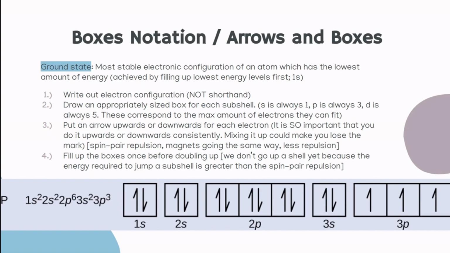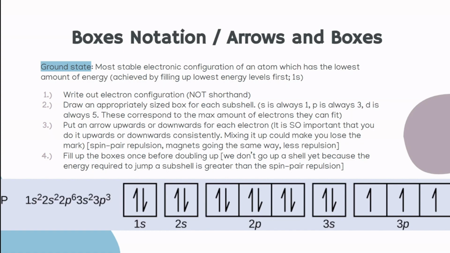So for example, I always put the arrows upwards first, because if you don't put the arrows consistently, for example, let's say at 3p at the end, you did up, up, down, right? It's going to ignore the idea of electron spin pair repulsion, because when you have electrons all going the same way, think of them as magnets. When you put magnets towards each other, they generally repel each other, right? However, if we have these magnets going the same way, they're not going to be angry at each other, they're not going to repel each other, they're just going to go the straight way.